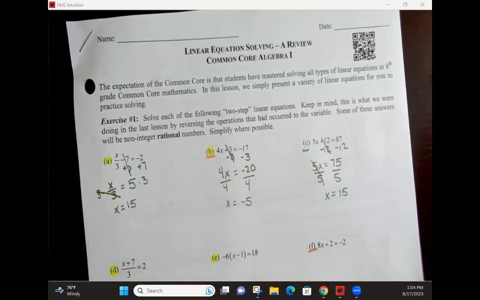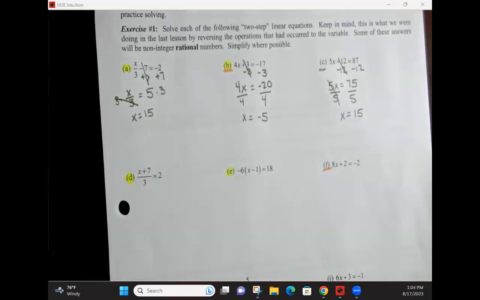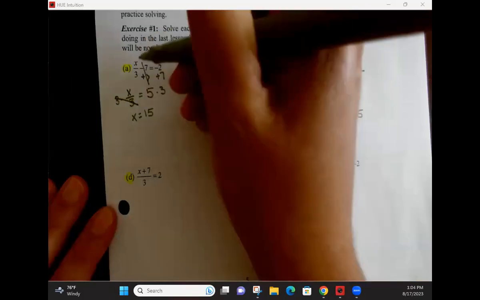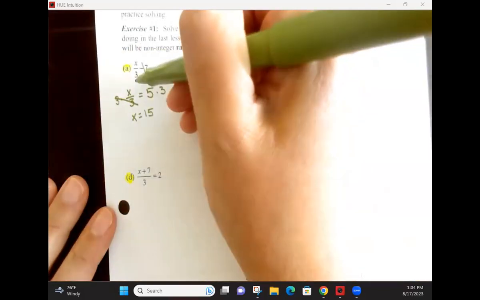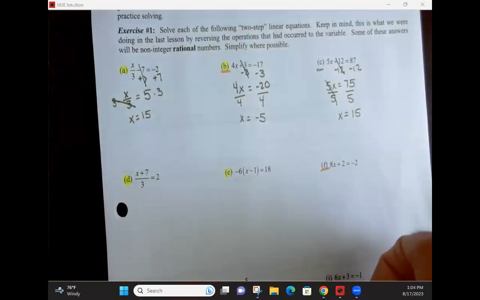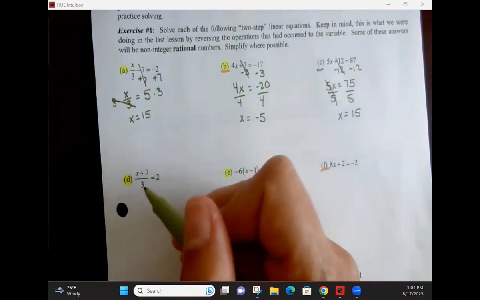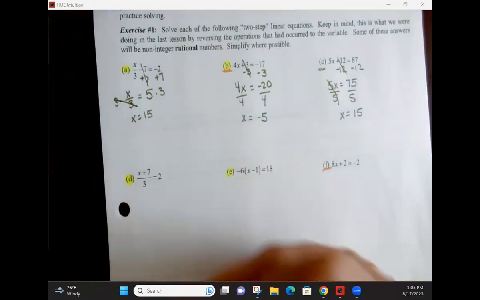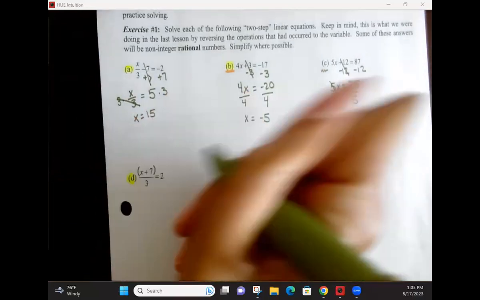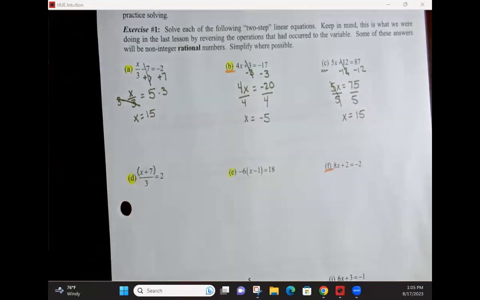Okay. Let's take a look at D. For D, this time I have more than one thing being divided by 3. So in A, x was divided by 3. That was it. Now I've got x plus 7 that's divided by 3. We saw a couple of problems yesterday where we talked about how if I've got this sort of fraction setup, this division setup, and I've got more than one thing happening on top, I treat that like a group. I treat it like it's in parentheses, and I have to simplify that first.